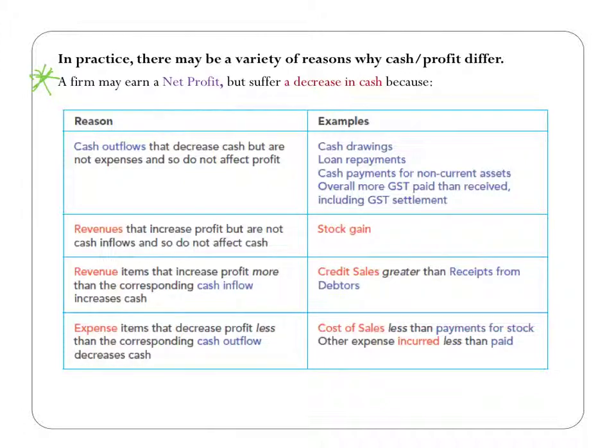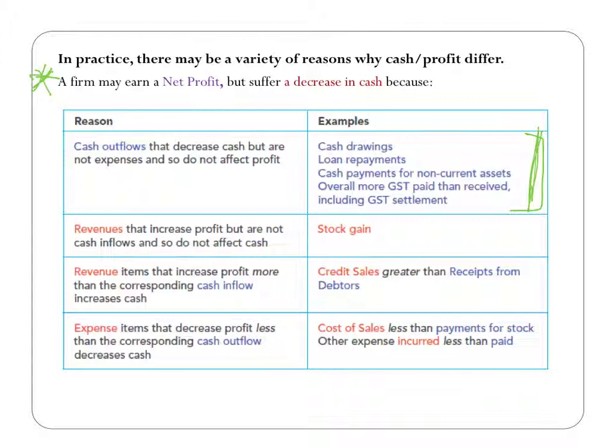For example, these are the examples we can talk about: your cash drawings, loan repayments, cash payments for non-current assets, where you've used cash to purchase a non-current asset, or overall more GST paid than received, including GST settlement. So all these cash outflows will decrease your cash, but they will not affect your profit because they're not expenses.